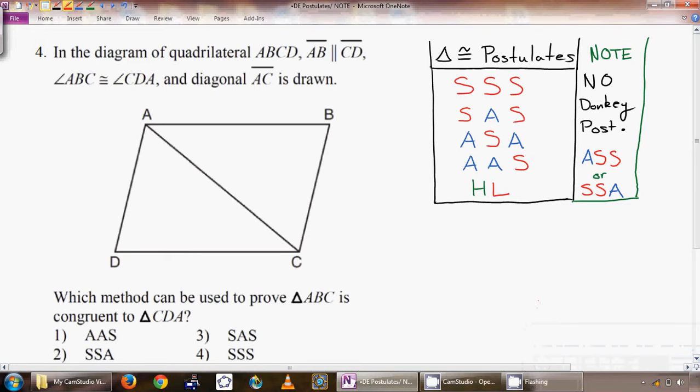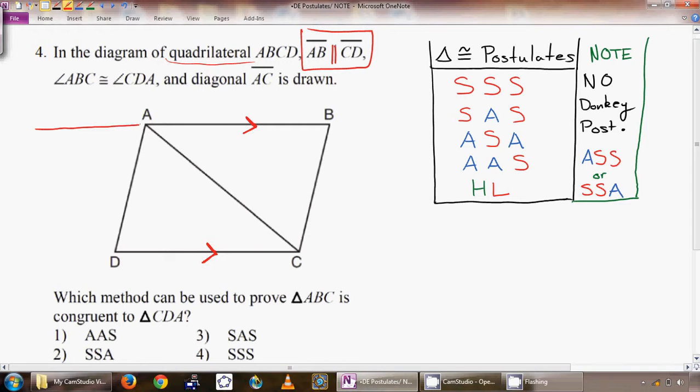So number 4 is an interesting one, because they tell me I have a quadrilateral. It's a four-sided figure, and then they tell me AB, this side up here, is parallel to CD. And immediately, what jumps out at me is I'm going to fill in these parallel lines.